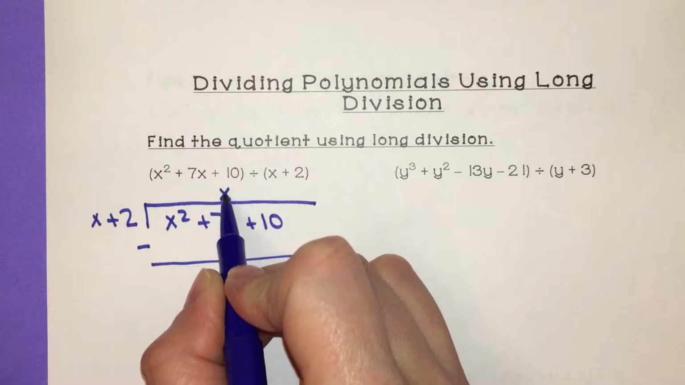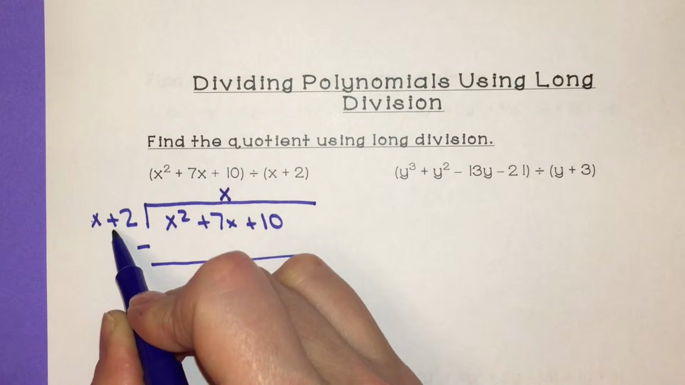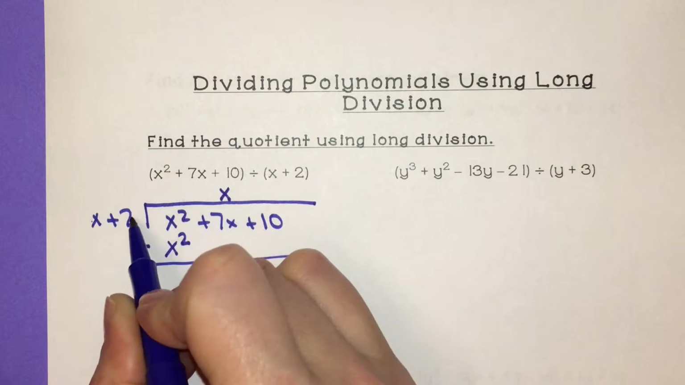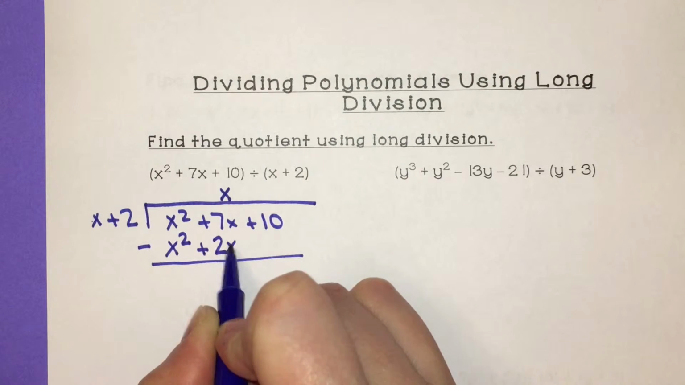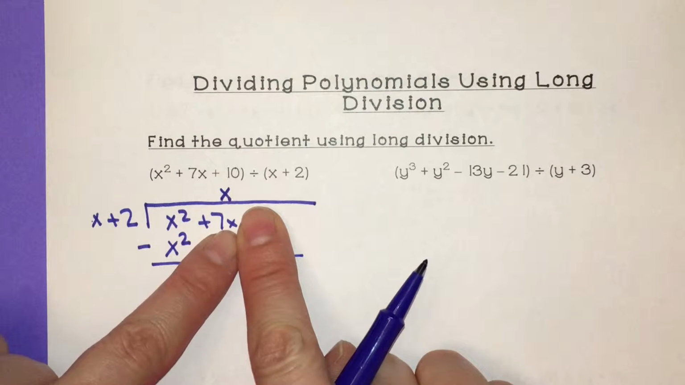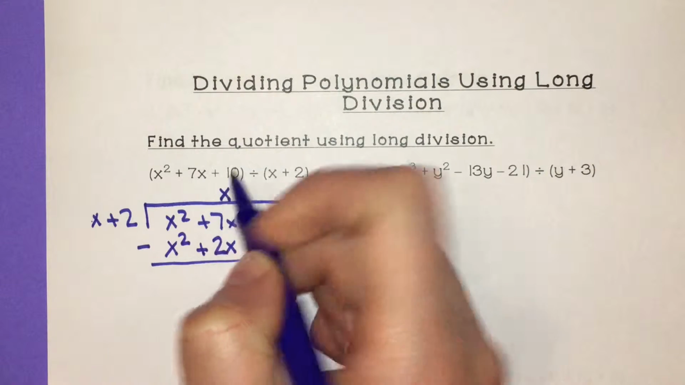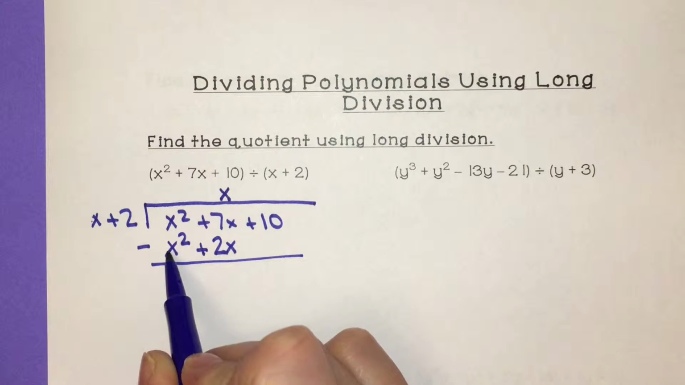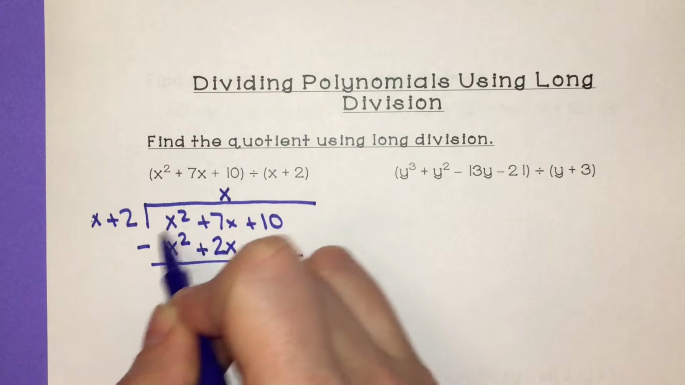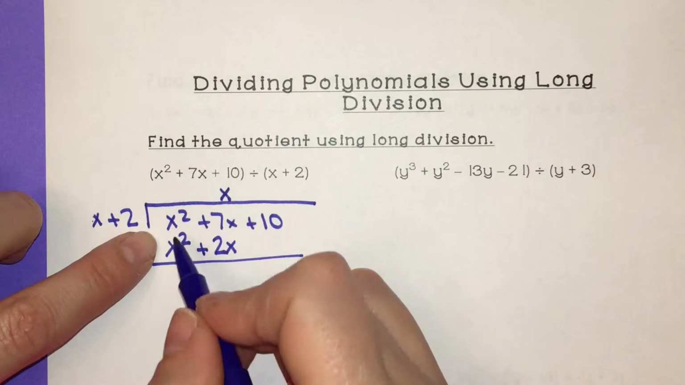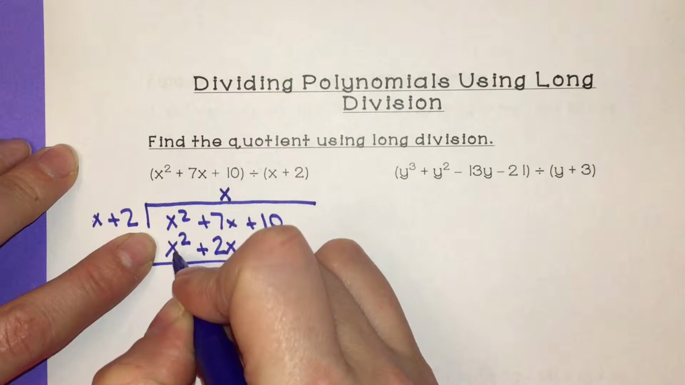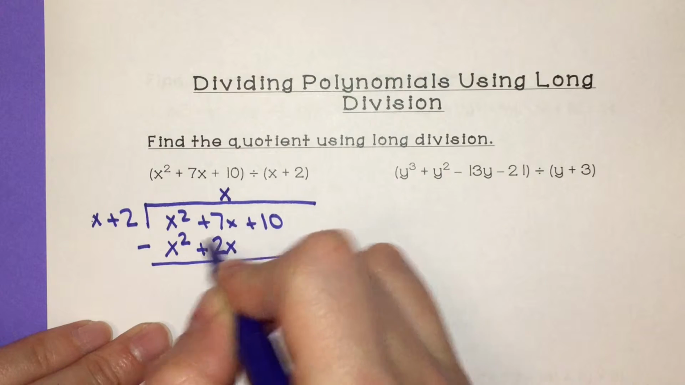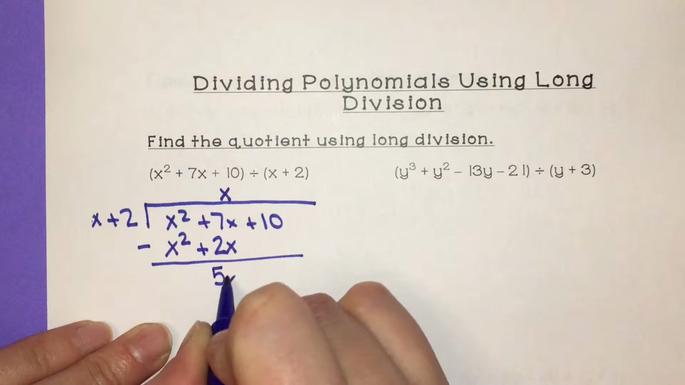I'm going to multiply this by what I'm dividing by. So I have x times x is x squared. X times 2 is positive 2x. See why I went back 2? Because when I multiply this variable here, x, I have to multiply it by both terms outside here. So when I subtract, x squared minus x squared gave me 0. That's why I wanted to make what I multiplied by make it be x squared underneath, so it would equal 0. Now I have 7x minus 2x is 5x.